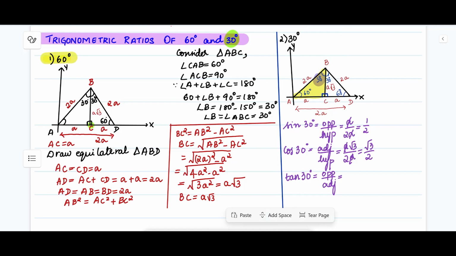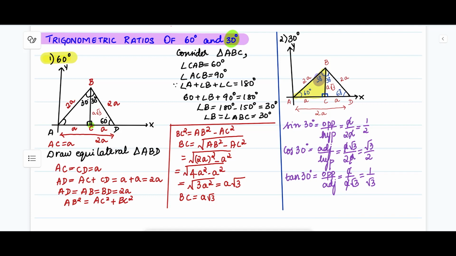So now our opposite side is A divided by the adjacent side. That is the side of the triangle which is adjacent to our angle theta, that is BC, which has the value A root 3. So divided by A root 3. A and A will cancel out each other. We are left with 1 by root 3.